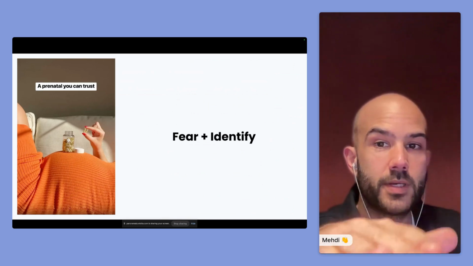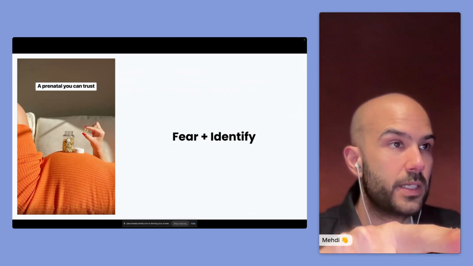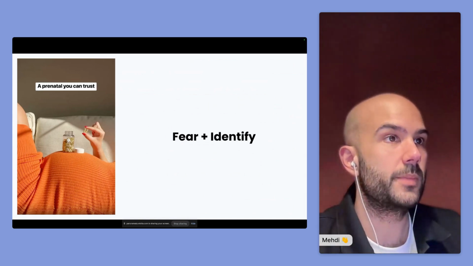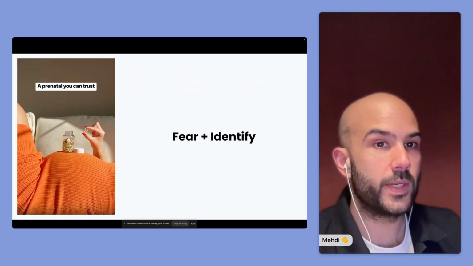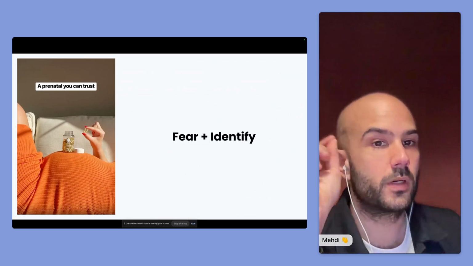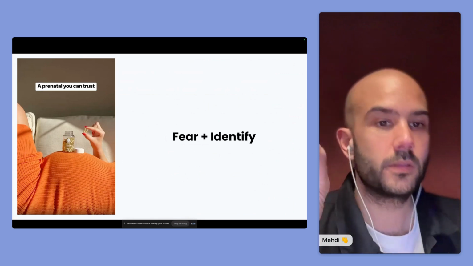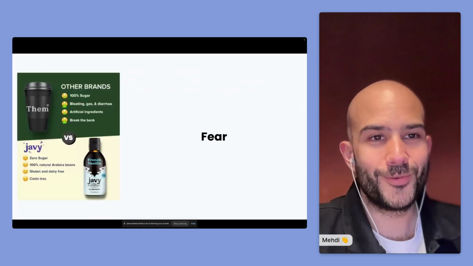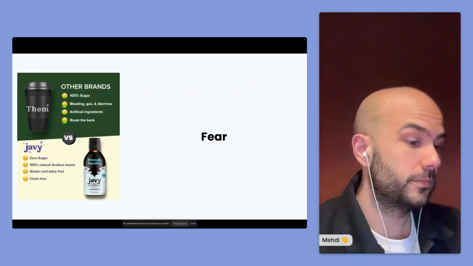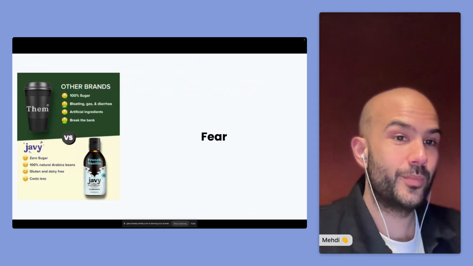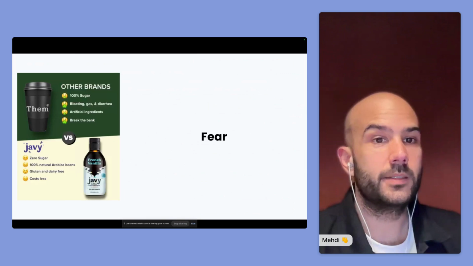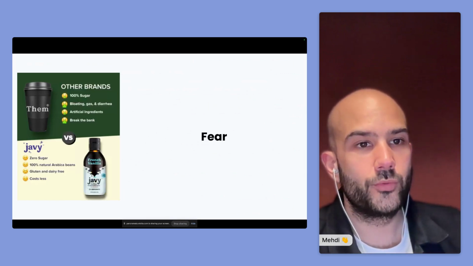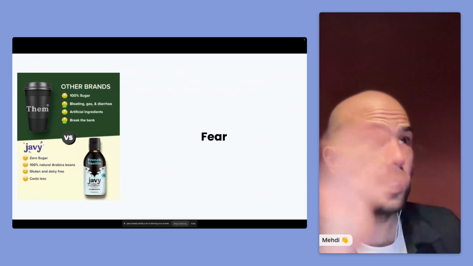A prenatal you can trust, identity. You're specifically talking about prenatal, so it makes it super specific. Fear, speaking of trust, is actually playing on the fear trigger here. So a prenatal you can trust, great hook, great trigger. So people will just, if they're looking for prenatal, they will just watch this at least for a few seconds. Fear, that's a great comparison ad, other brands versus JV. And other brands, you can see 100% sugar, bloating, artificial ingredients, break the bank. You don't want to be within the other brands.